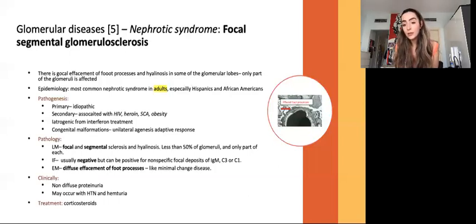Clinically, it's variable. It can either heal spontaneously or go to chronic renal failure. You get non-selective proteinuria, and it can occur with hypertension and hematuria. It is usually treated with corticosteroids, but it has an inconsistent response. Thus, the disease can develop to chronic renal failure where more and more glomeruli are affected.